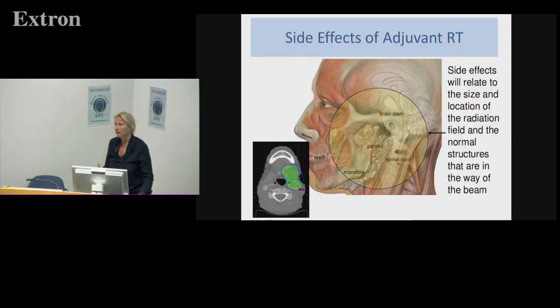And so side effects: obviously, radiotherapy is a localized treatment, and the side effects do depend upon where we treat and whether we're treating ipsilaterally or beyond that. The side effects will always be related, not only to the dose we're using, but to the size and location of where we're putting the radiotherapy dose. But of course, many other patient factors have to be taken into account.